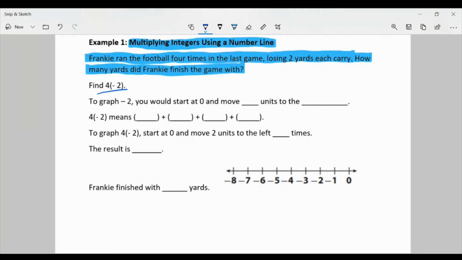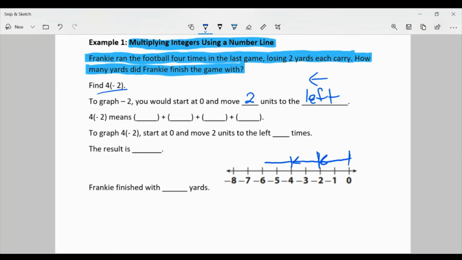To graph negative 2, we'd have to start at 0 and move 2 units to the left because it's negative, right? We have to go to the left. So going to my number line on the bottom, I'm going to start at 0 and go 2 units to the left. That takes me to negative 2. However, he did this 4 times, right? So that's 1. Then I move 2 units again.